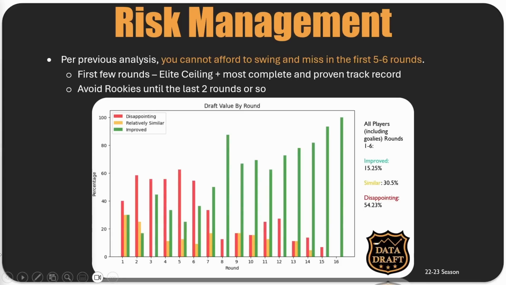Now, up next, we have to talk about risk management. As I've done a number of analyses on this channel, you cannot afford to swing and miss in the first 5 or 6 rounds of your draft. It's very difficult to find a player on the waiver wire who can replace that 1.2-plus point per game ceiling that you get from those guys in those top round ranges. So it's very difficult to find that and replace that.